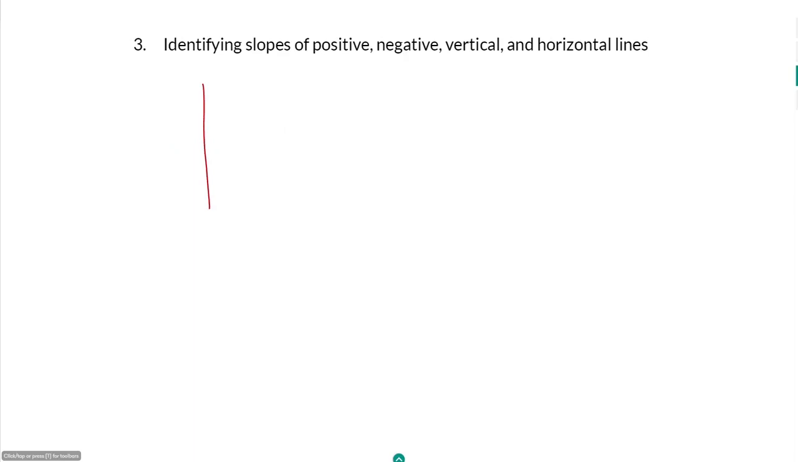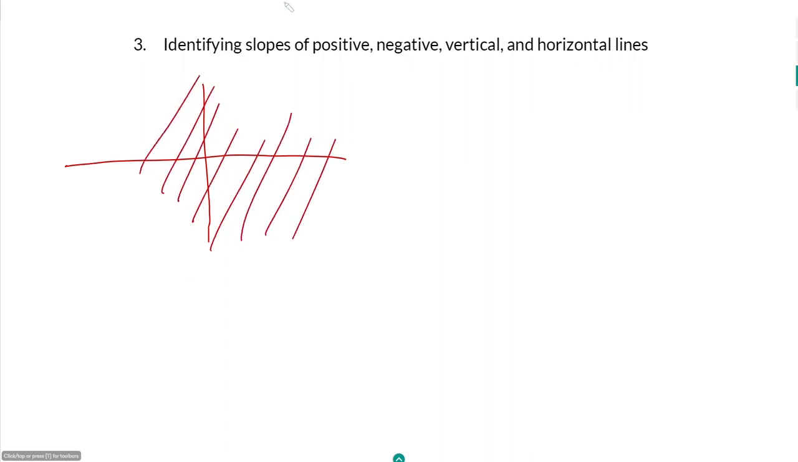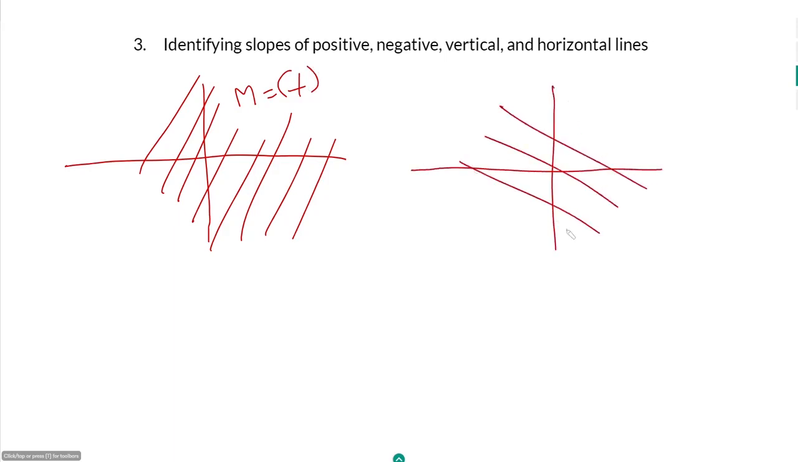And so anytime you have a line that is rising from left to right, that is a positive slope. So all of these lines have positive slopes. Anytime you have a line that is falling from left to right, that is a negative slope. So all of these guys here have negative slopes.